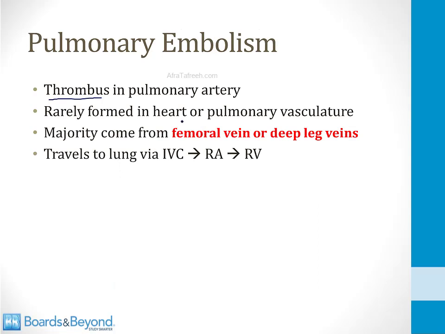Rarely do these thrombi form in the heart or the pulmonary vasculature. They almost always come from the femoral vein or another deep vein in the leg. We'll talk more about this in a little bit. They then embolize to the lungs, and that's why they're called a pulmonary embolism. They travel to the lungs via the inferior vena cava to the right atrium to the right ventricle, and finally they wedge into the pulmonary arteries.